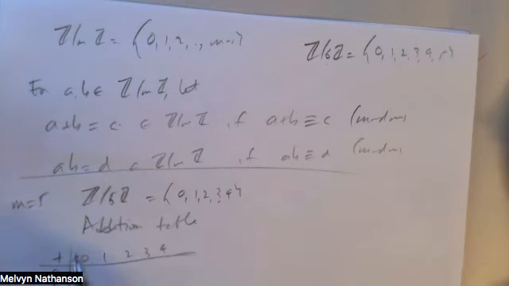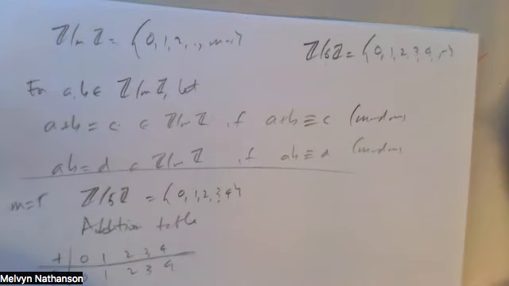So 0 plus 0 is 0. 0 plus 1 is 1. 0 plus everything is the everything. And 1 plus 0, 2 plus 0, 3 plus 0, 4 plus 0.